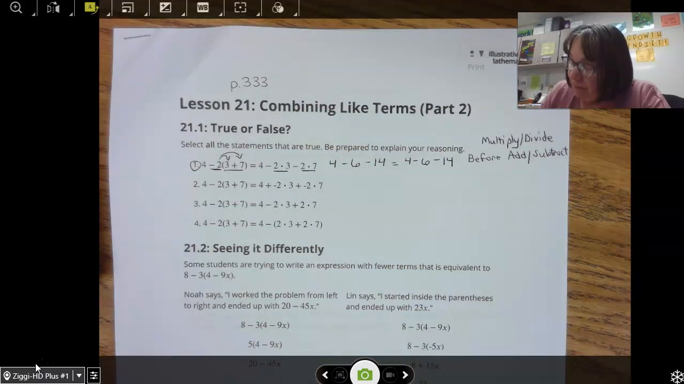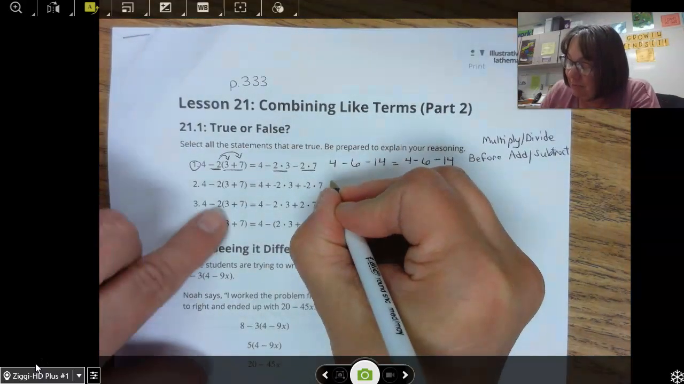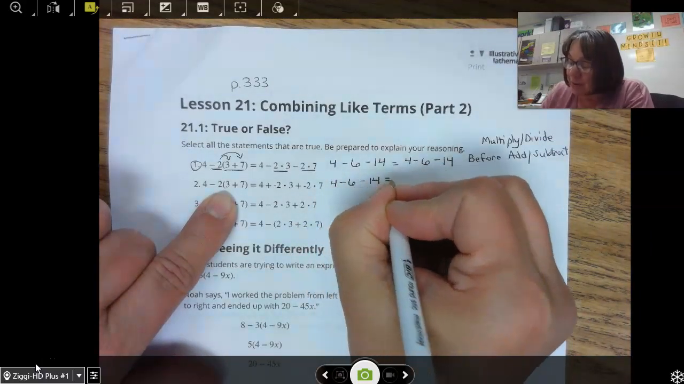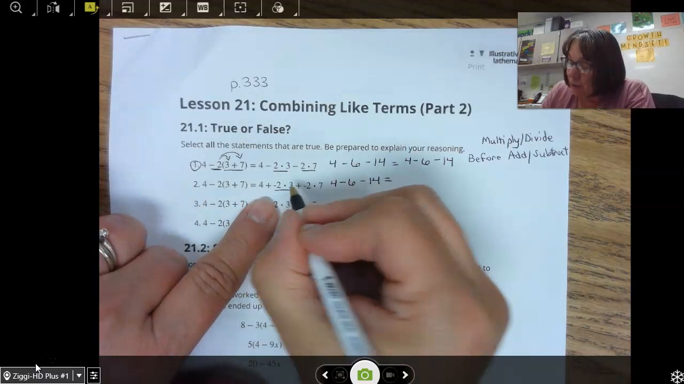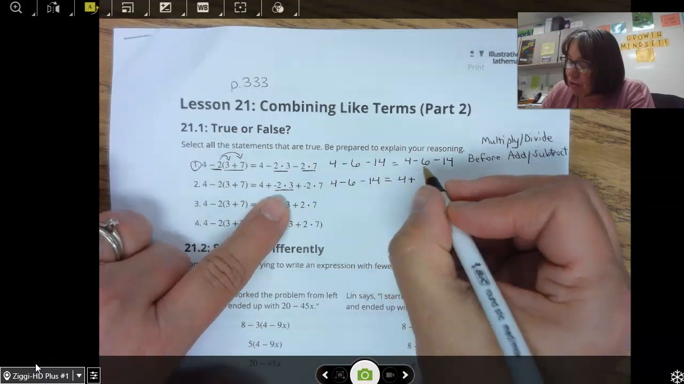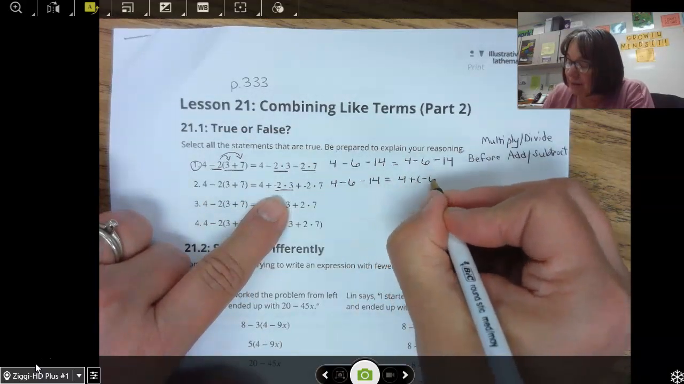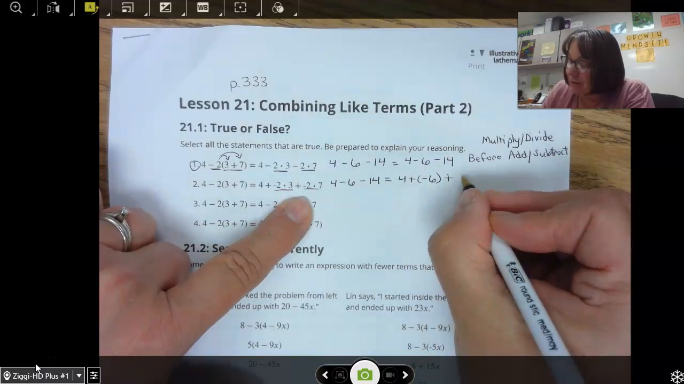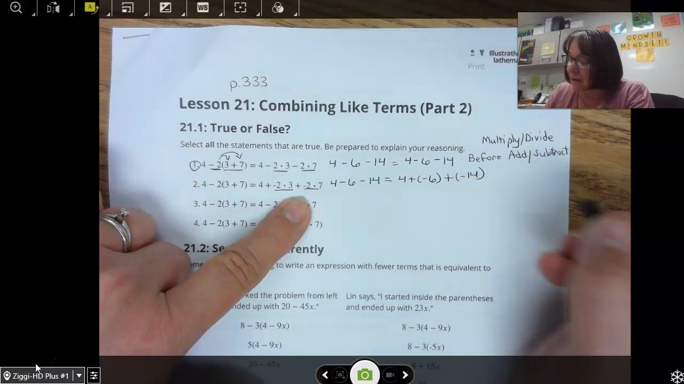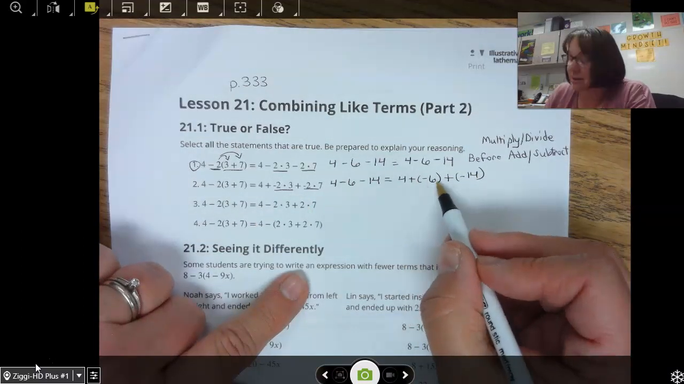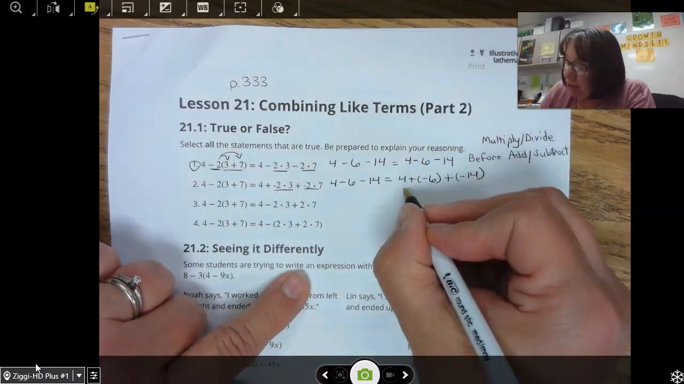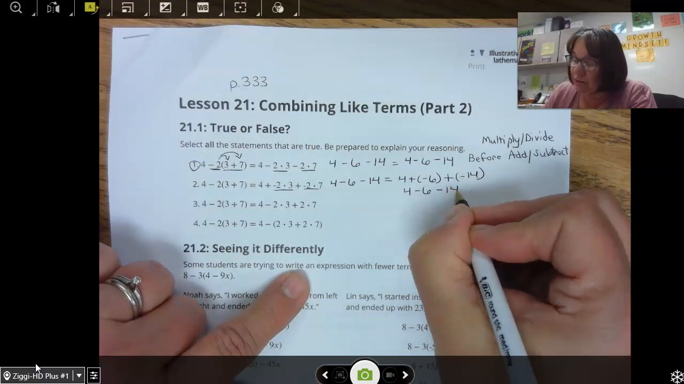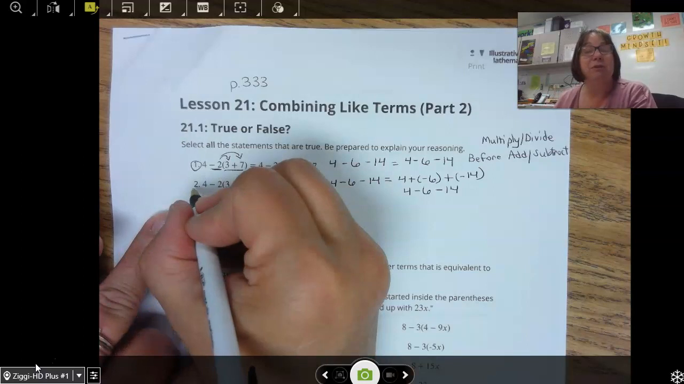Okay, number 2, I have the same thing. I'm distributing the same thing. So 4 minus 6 minus 14 equals, I have 4 plus negative 2 times 3 is negative 6, plus negative 2 times 7 is negative 14. Well, adding a negative, remember, is the same as subtraction. You really just have 4 minus 6 minus 14. So again, these two are the same thing. So number 2 was also true.